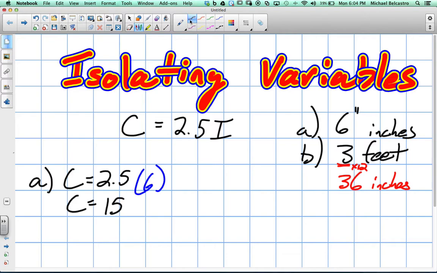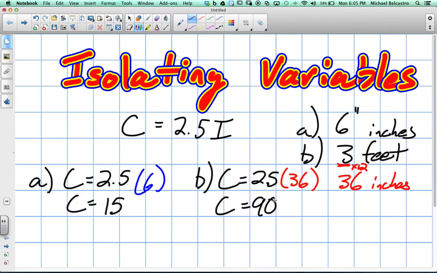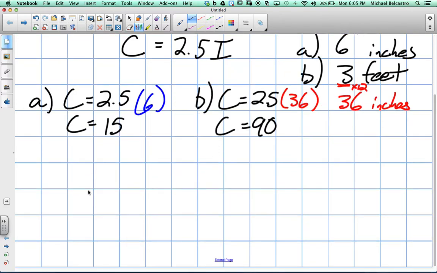So exact same thing as before. I'm going to get you two to solve this one, okay? C is equal to 2.5 multiplied by 36. How many centimeters are in 36 inches? 90? Perfect. So there's 90 centimeters. Okay, so that's the first part of this question.